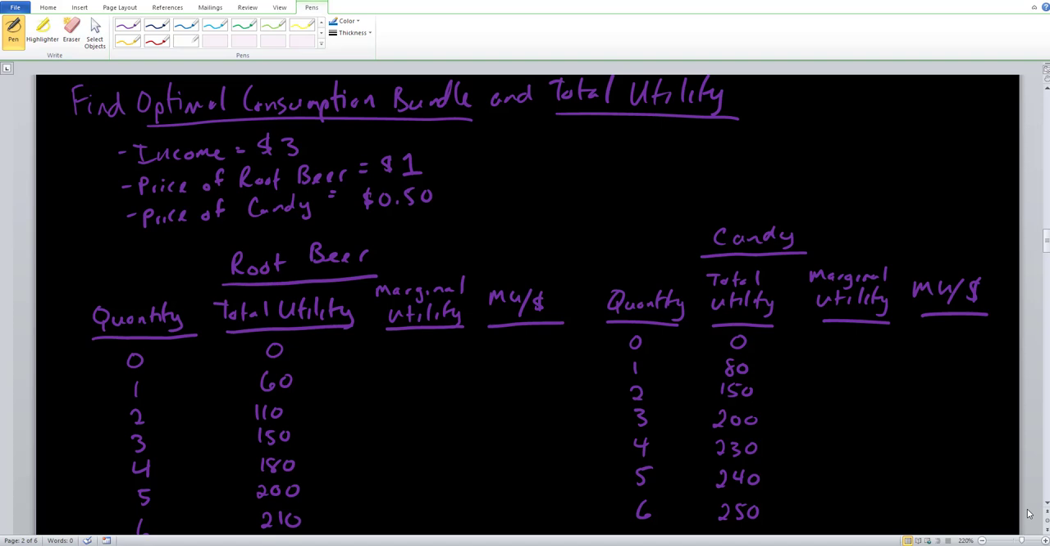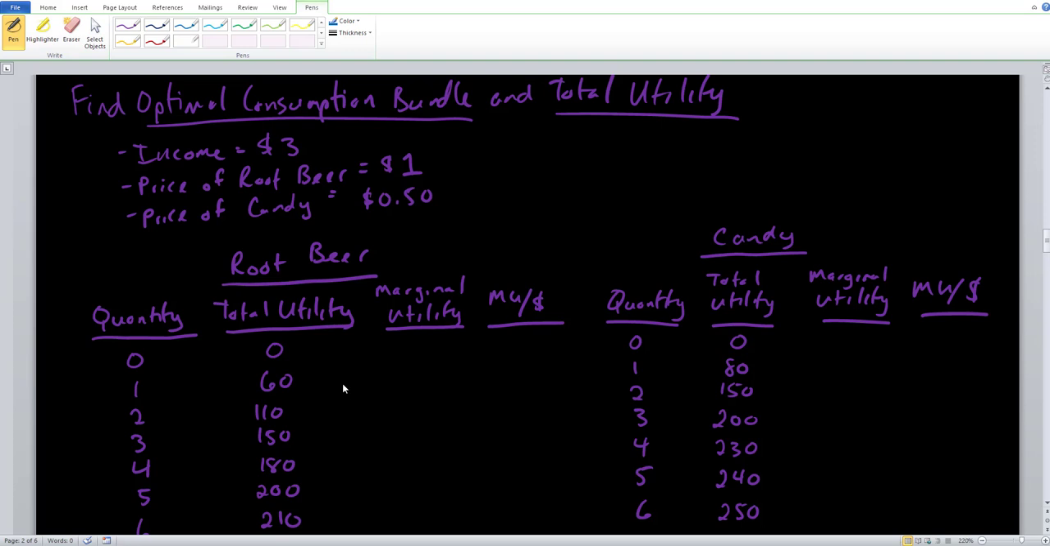Let's go ahead and do another example of finding the optimum consumption bundle and total utility for a given set of information. This is actually one of the problems in the practice problems, but we're going to do it step by step in this particular lecture. Remember, there are only two questions I can ask you from a particular setup, and this is a very typical sort of problem that you're going to see on the exam.